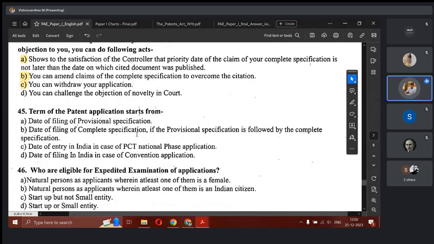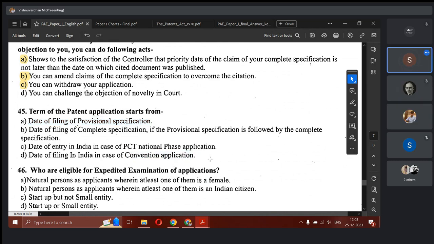Chalo, 45. Term of the patent application starts from. Okay, so I want the answer from Subramaniam here. Date of filing of provisional specification. Date of filing of complete specification if the provisional specification is followed by the complete specification. Date of entry in India in case of PCT national phase application. Date of filing in India in case of convention application. Yeah, tell me the answer, Subramaniam.